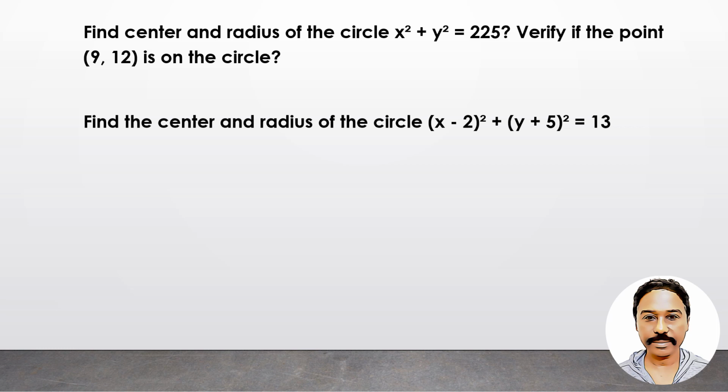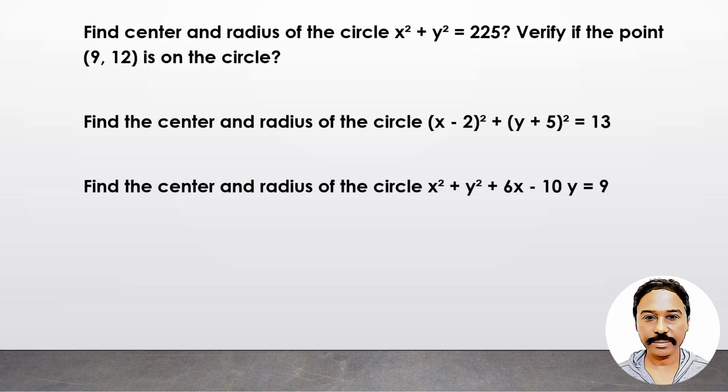For the second question, I also want you to try it yourself. Find the center and radius of the circle where we have x minus 2, everything squared, plus y plus 5, everything squared, equal to 13. This is straightforward because we have the formula, we have h, we have k, and we have r squared. So x minus 2: the x coordinate of the center is 2, the y coordinate of the center is minus 5, and the radius is the square root of 13. Don't forget the square root of 13.